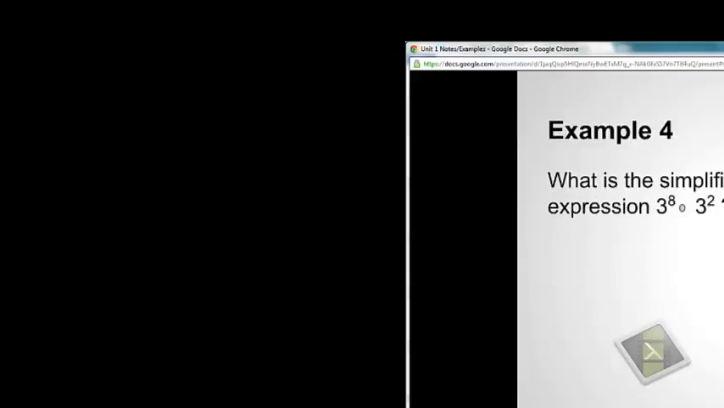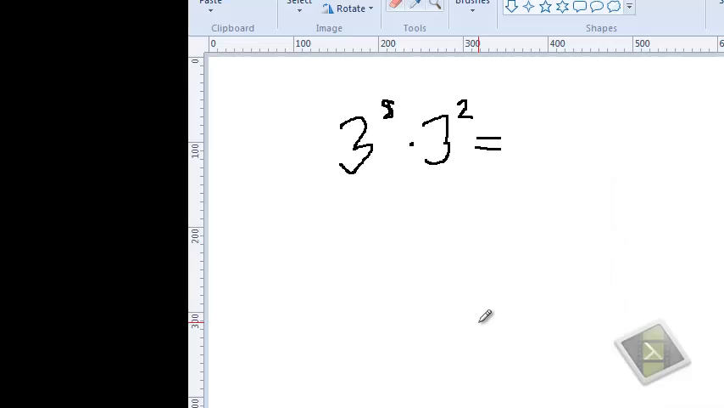Here's example number 4. Ignore this thing, that's my fault. What is the simplified expression? 3 to the 8th times 3 to the 2nd. Okay, here we go. We're going to write this out. 3 to the 8th times 3 to the 2nd. The bases are the same. The base is 3. We're going to add up our exponents. 8 plus 2, not exactly a hard math problem. You're going to get 3 to the 10th. That's the expression we want to know.